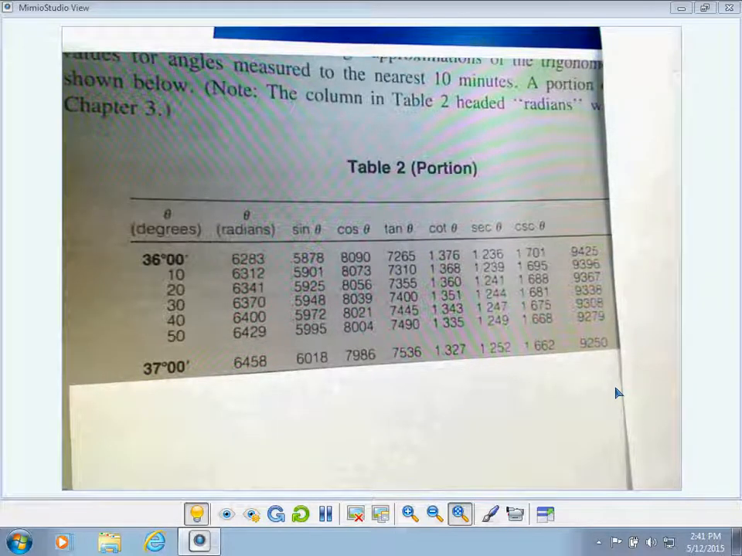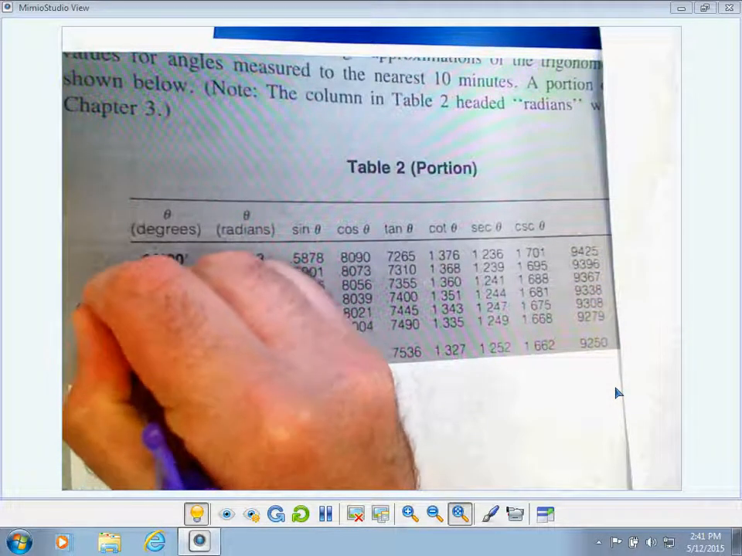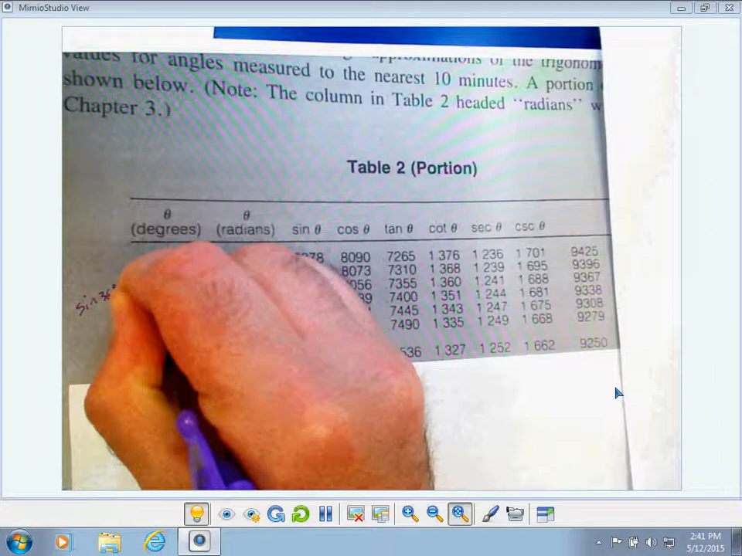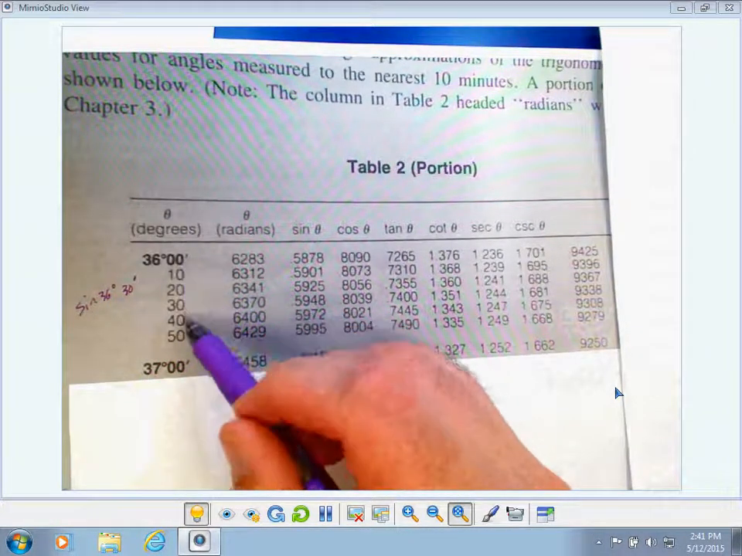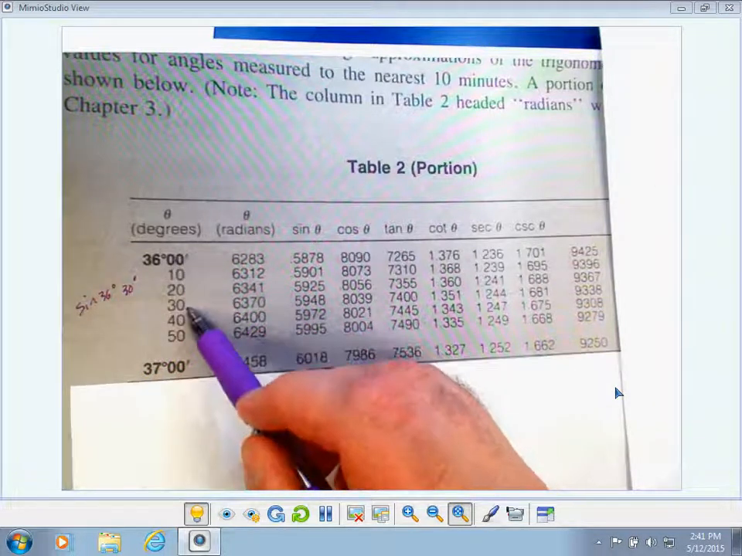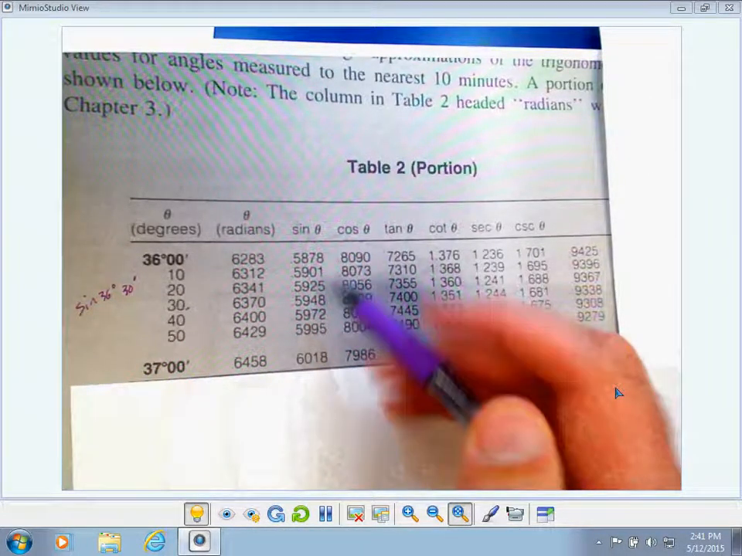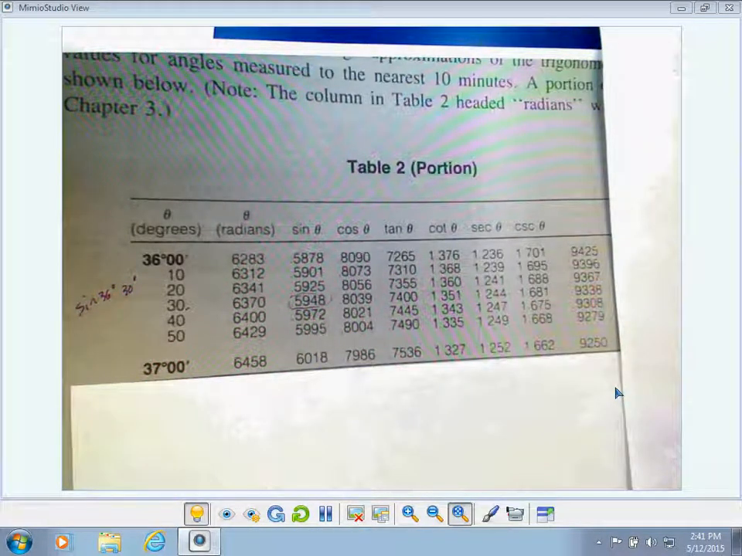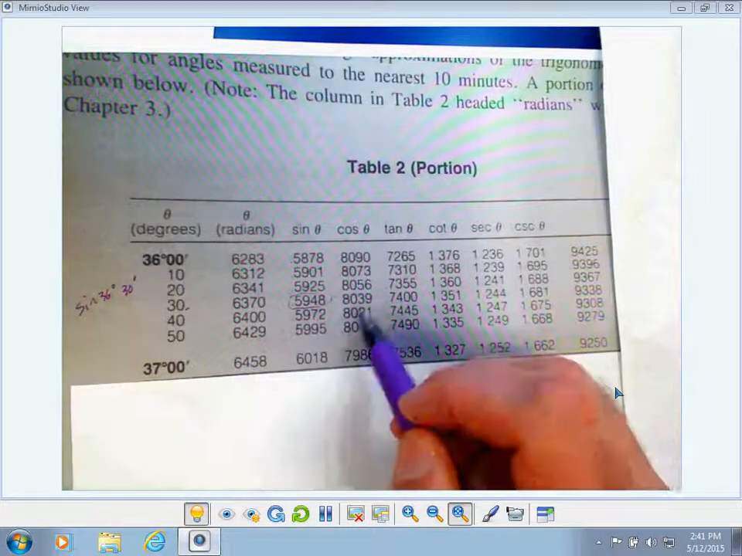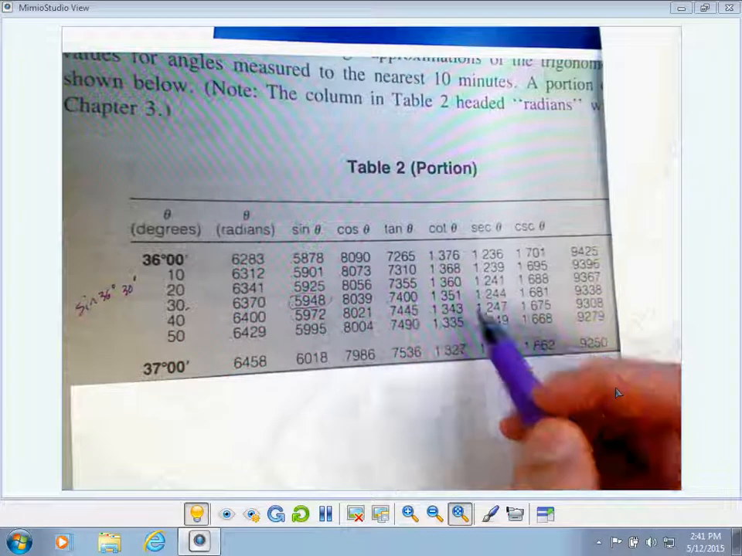So for example, if you had to find the sine of 36 degrees and 30 minutes. Let's say we wanted the sine of 36 degrees 30 minutes. Then you would come here and see here's 36, here's 30 minutes, and then the sine is right here. That would be this value. See what I mean? You just read it like a table. If I wanted the cosine of 36 degrees 30 minutes, it would be the next one over, right here. The tangent, the cotangent, and so on.